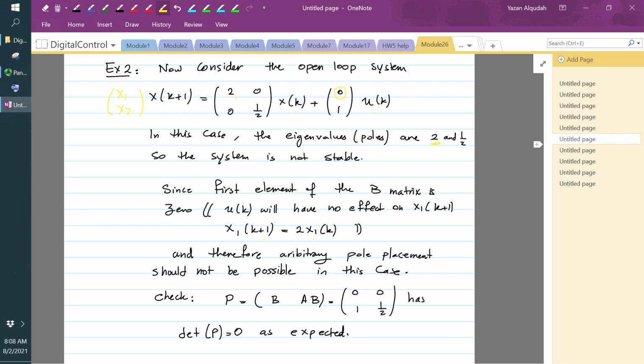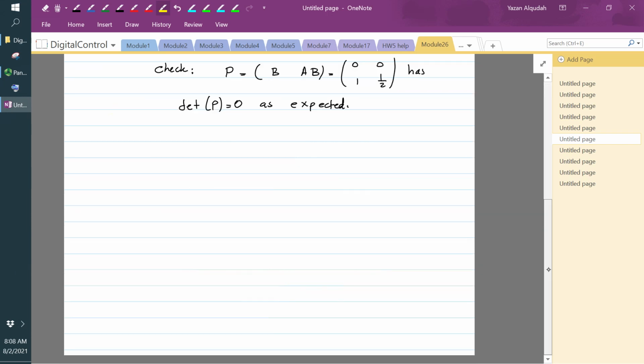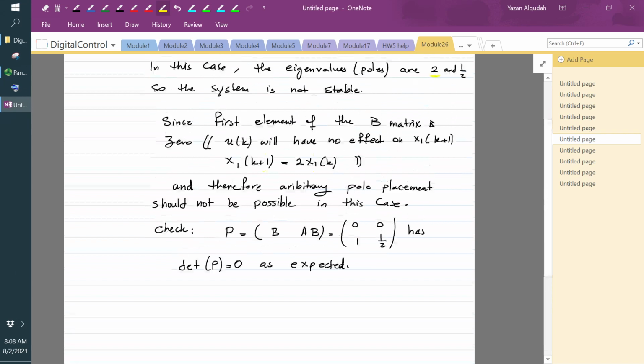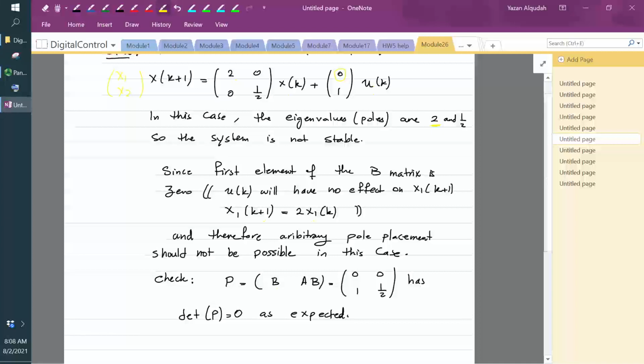Now let's see if the calculation verifies our intuition. Okay, so let's check. We're going to establish the matrix P equal to B and A multiplied by B, and this matrix is going to equal [0, 0; 1, 1/2]. Now if we calculate the determinant, it is equal to 0, which is what we expected. This means the system is not controllable, or we cannot use the pole placement method in order to control it.